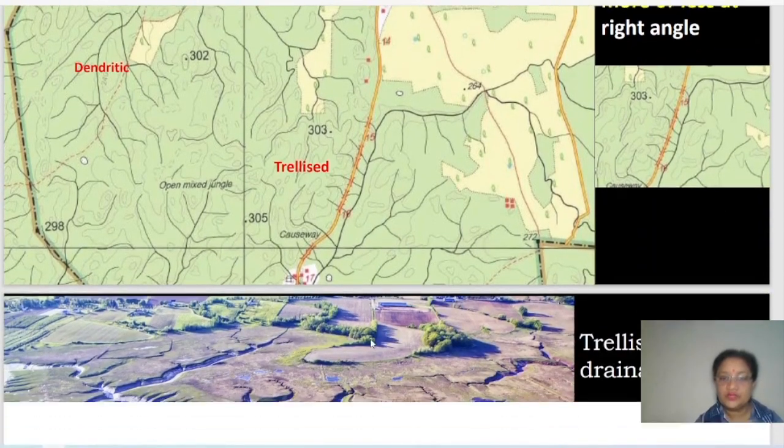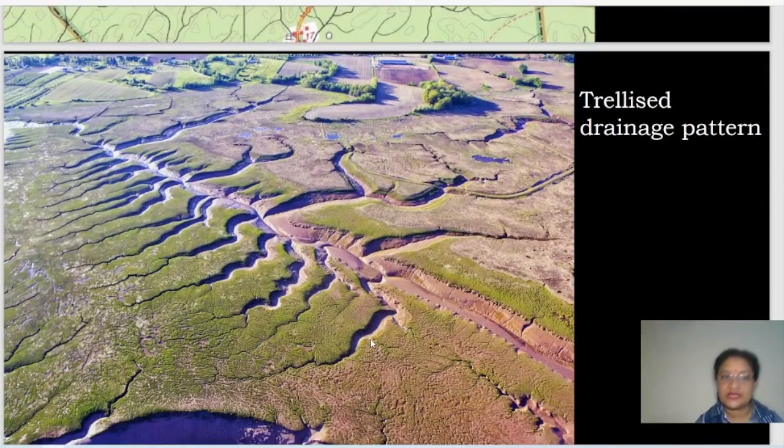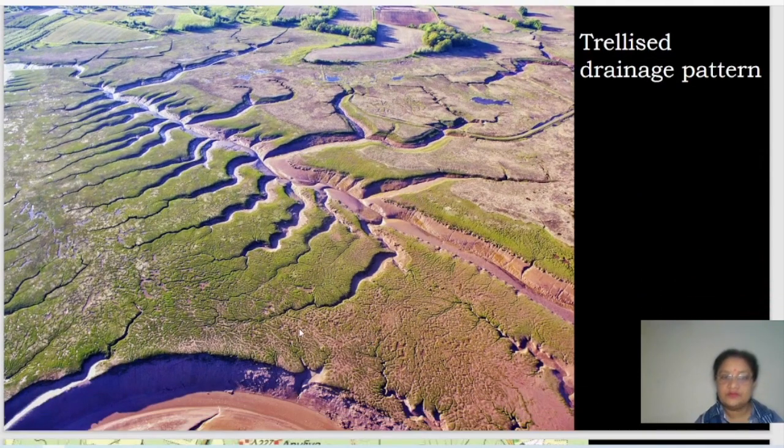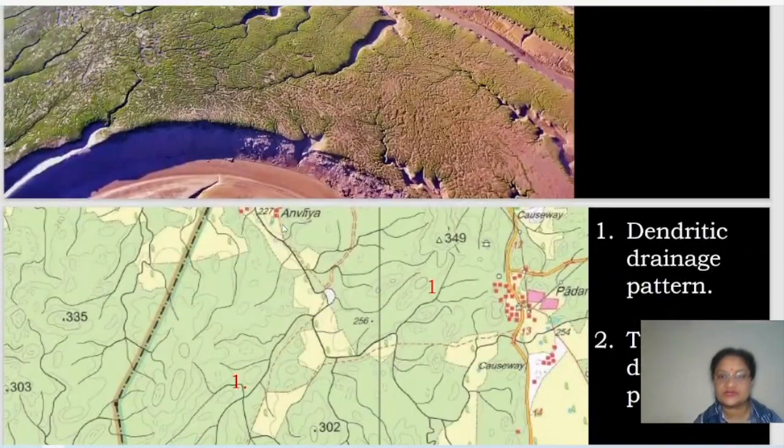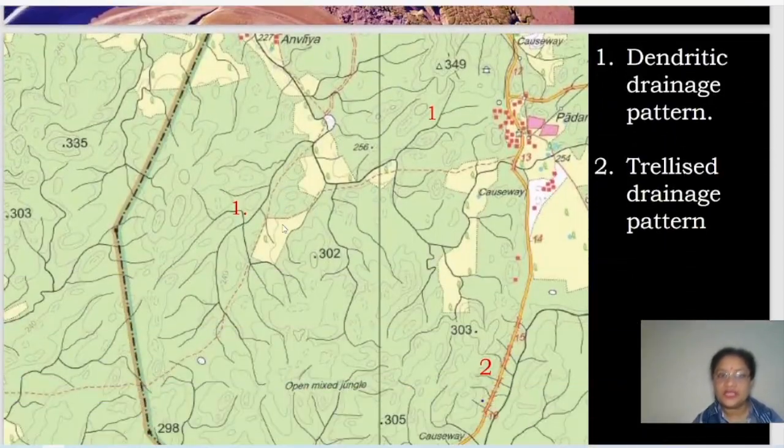Clear now? Then another example of a trellised pattern you can see here. Yes, can you identify this? This is a stream, right? This is a stream and several small tributaries are joining, and somewhat parallel to each other. With the main stream, they all are joining, and all these streams are somewhat parallel. That's why these are called trellised drainage pattern. Okay, in the topo sheet, how to identify this one?